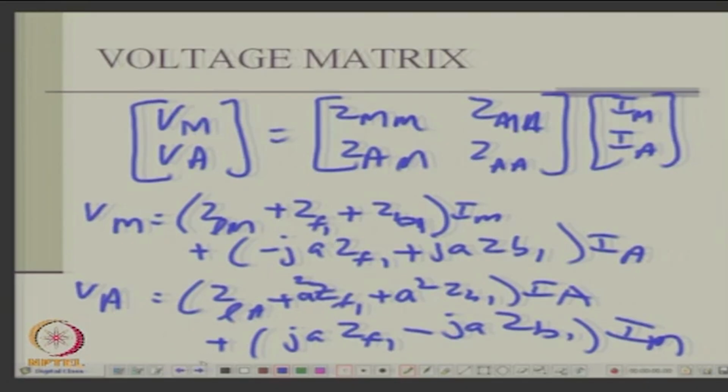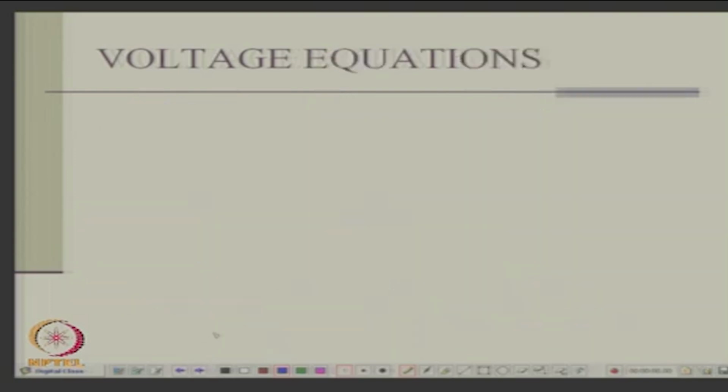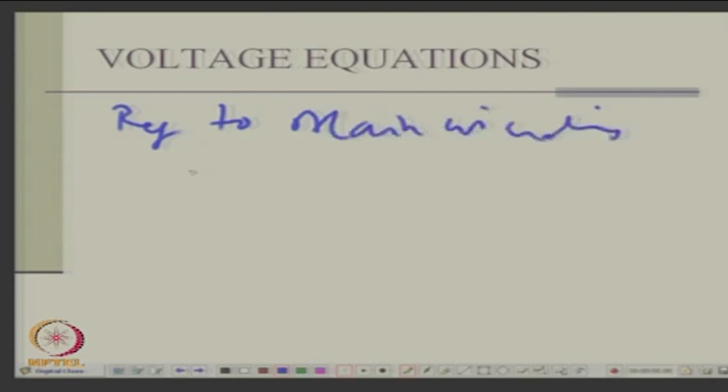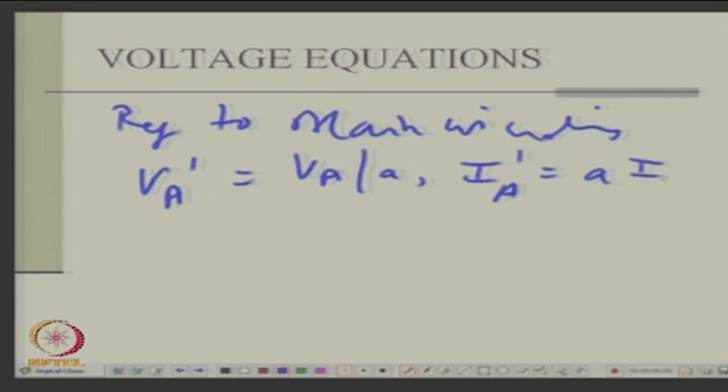Now, what we want to do is refer them to the main winding. That means VA dash will be VA by A, IA dash will be A times IA, and ZA dash will be ZA by A square. This we have done. Refer the auxiliary winding to the main winding turns.